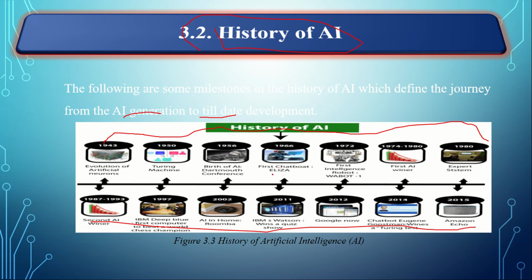First chatbot, Eliza. 1972, first intelligent robot, WABOT. 1974 up to 1980, first AI winter.